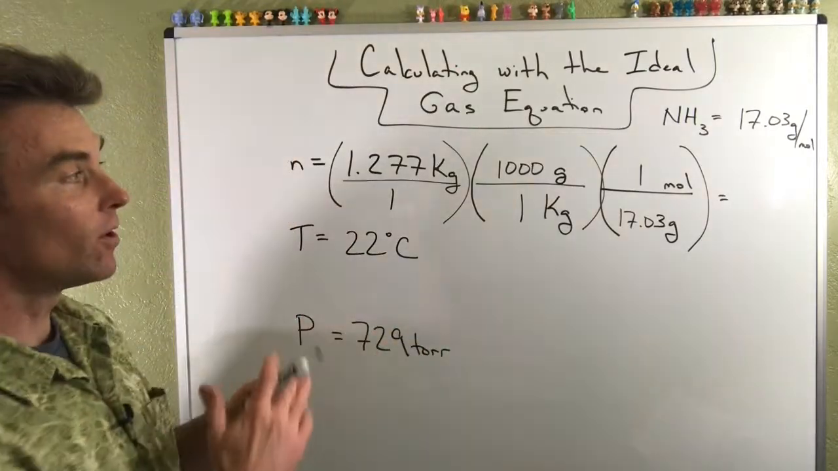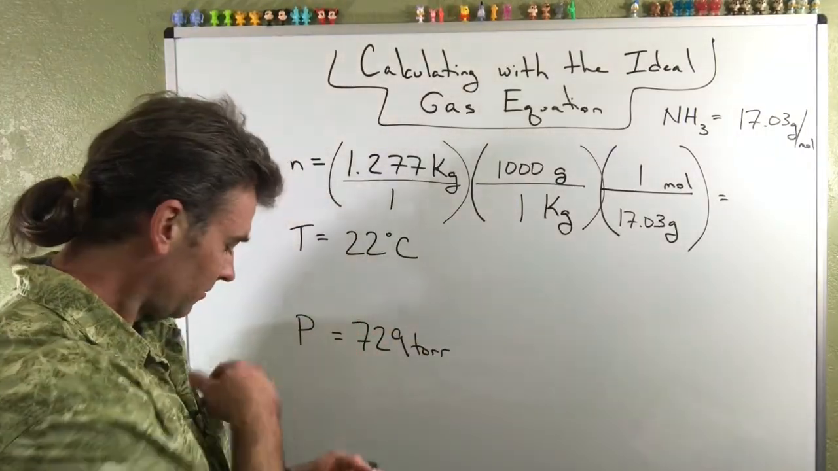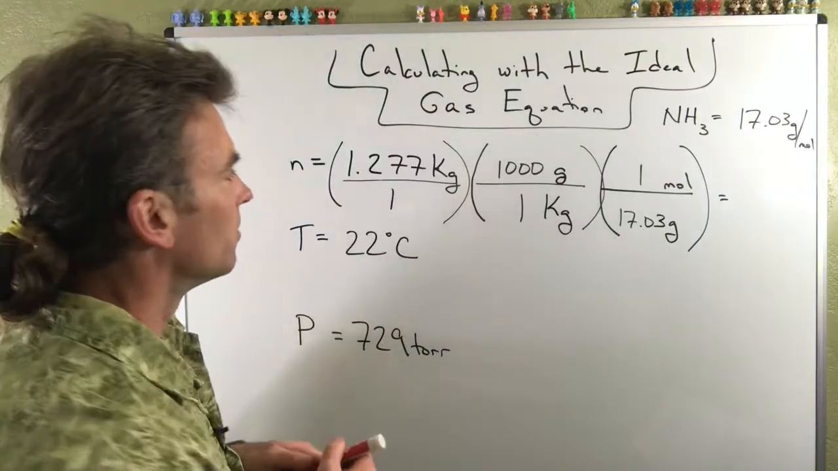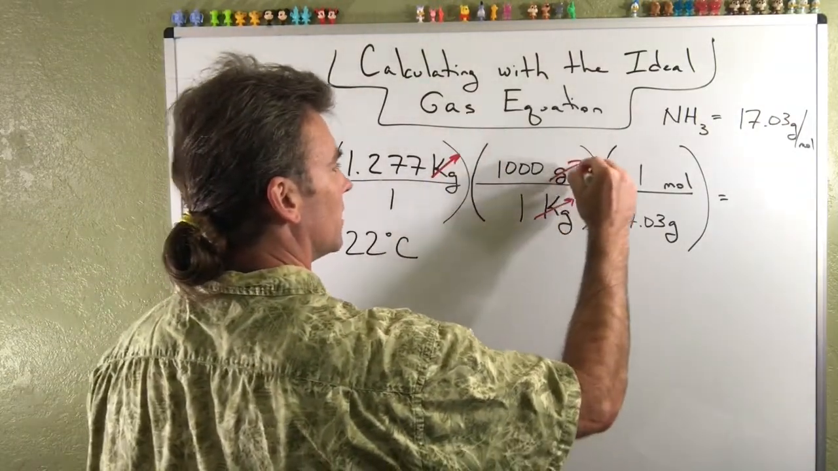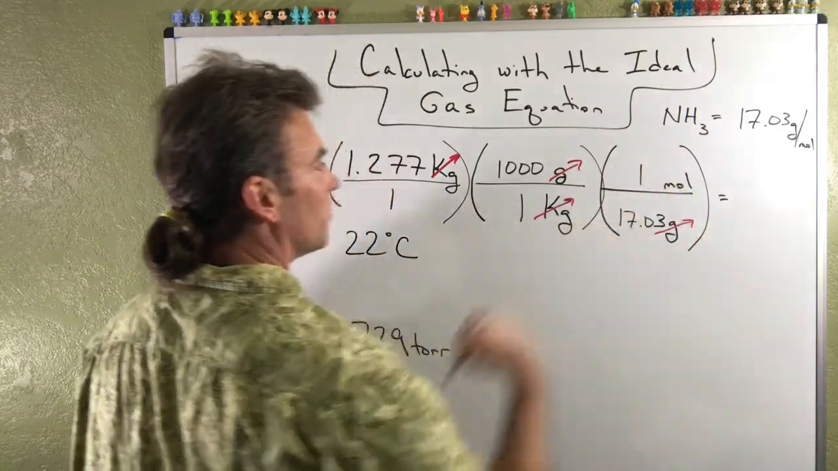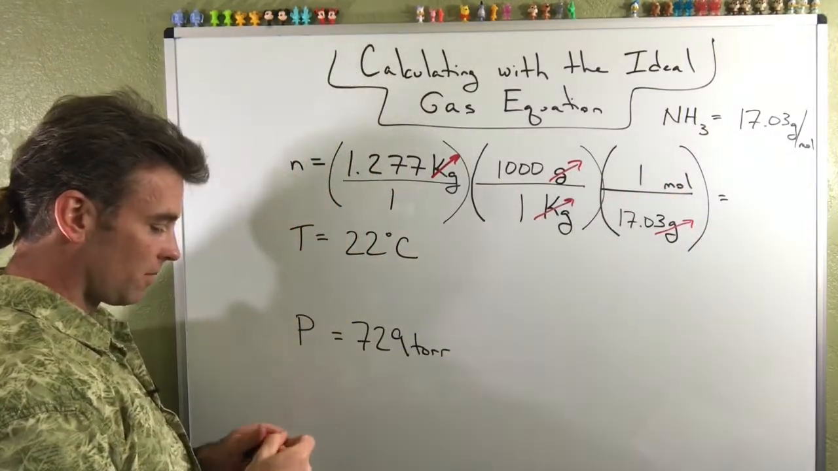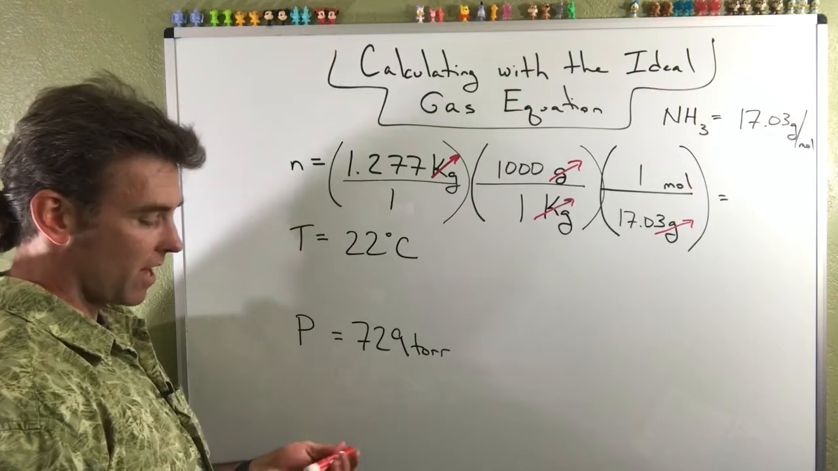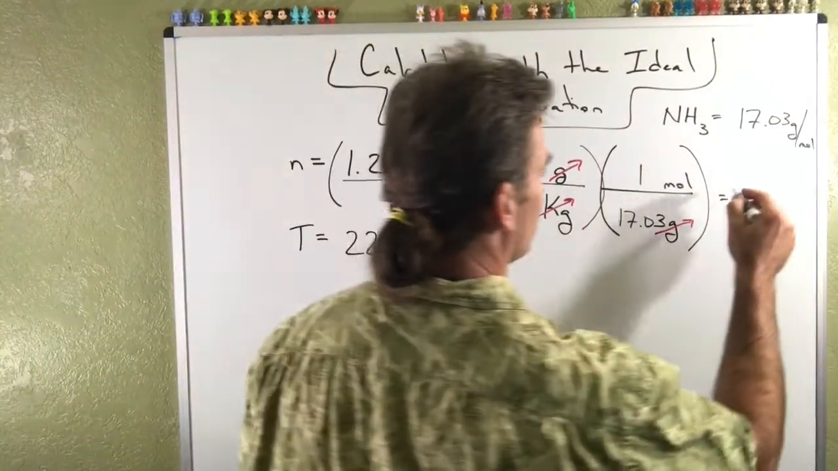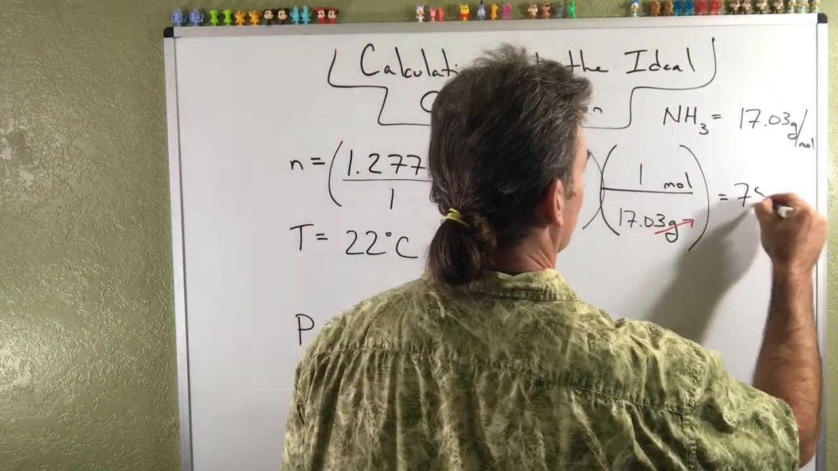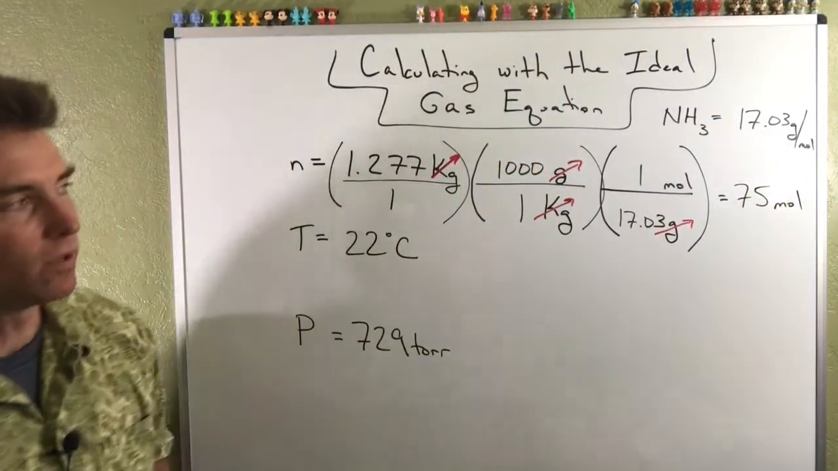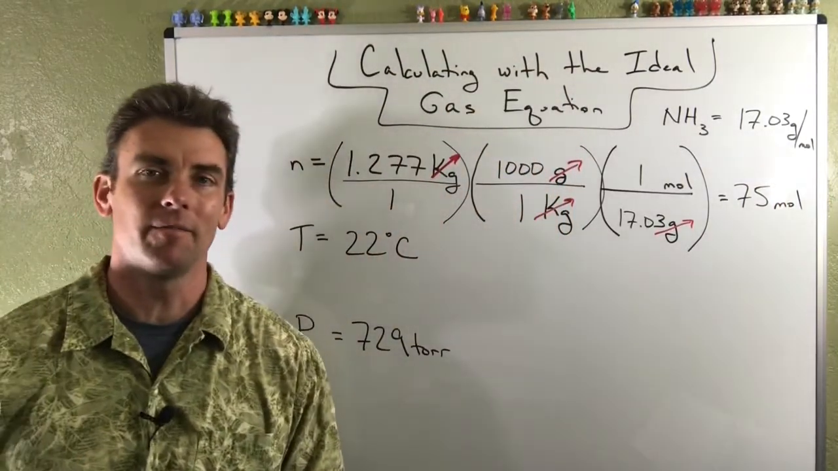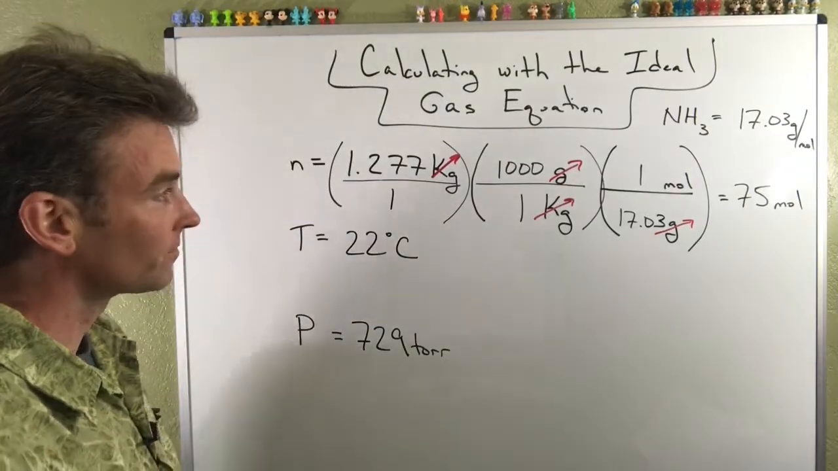So there's a full dimensional analysis that you can plug into your calculator. Let's just keep track of our units, make sure everything goes away, except for moles, and that does appear to be true. And if I've done the math correctly, I did this previously, I've got exactly 75 moles of ammonia in that container.